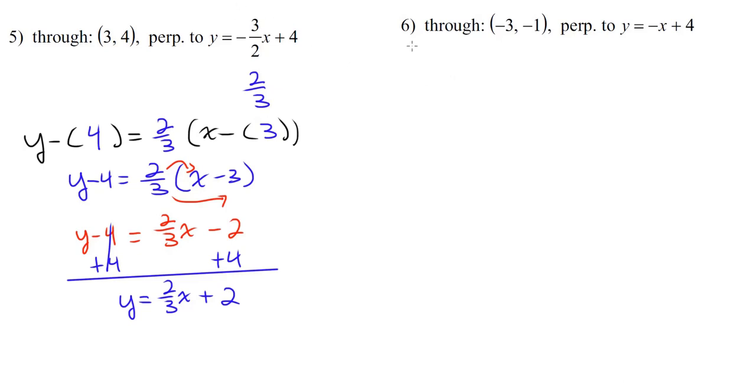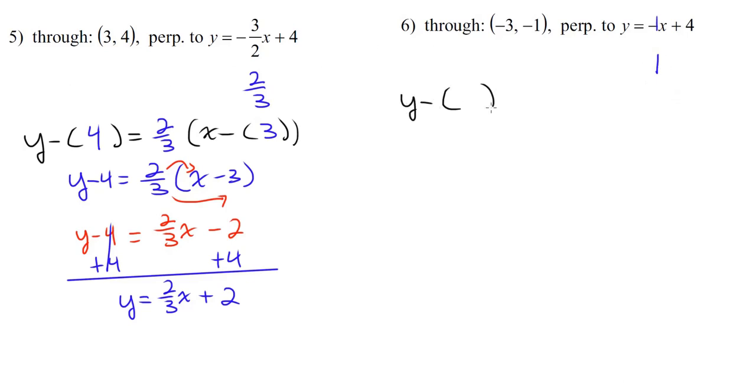All right, on to our last question, number 6. We want to write the equation of the line that goes through the point (negative 3, negative 1) and is perpendicular to the line y equals negative x plus 4. So again, perpendicular means opposite reciprocal slope. The slope of this line is negative 1, and the opposite reciprocal of negative 1 is positive 1. So that's our slope.